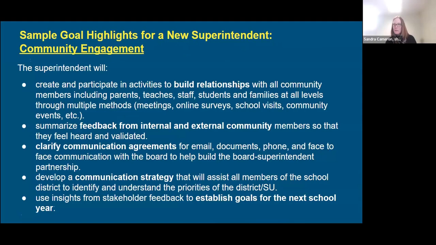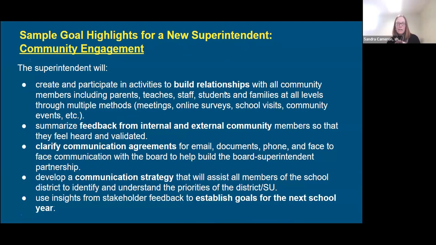Okay, so I collected these from a colleague who does a lot of support for new superintendents and transitioning superintendents. I'm going to run through fairly quickly for you possible goal areas when your superintendent is in their first year, and then you'll have this information on these slides so you can read it more carefully.